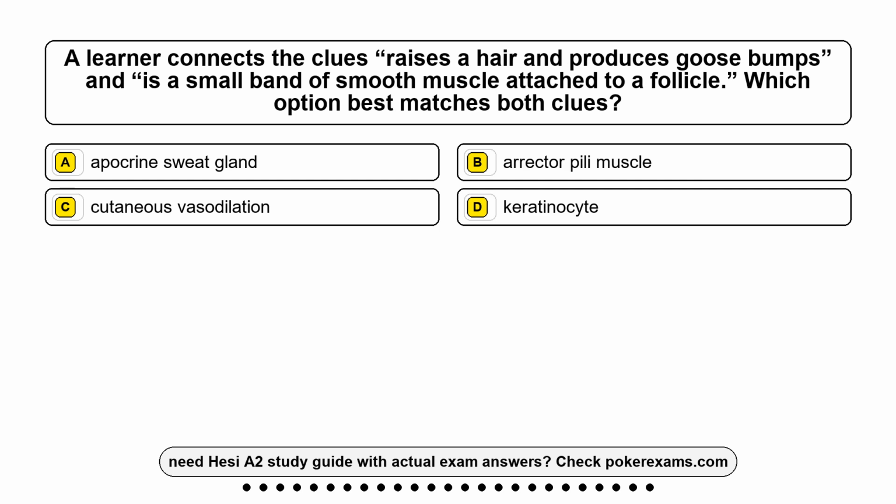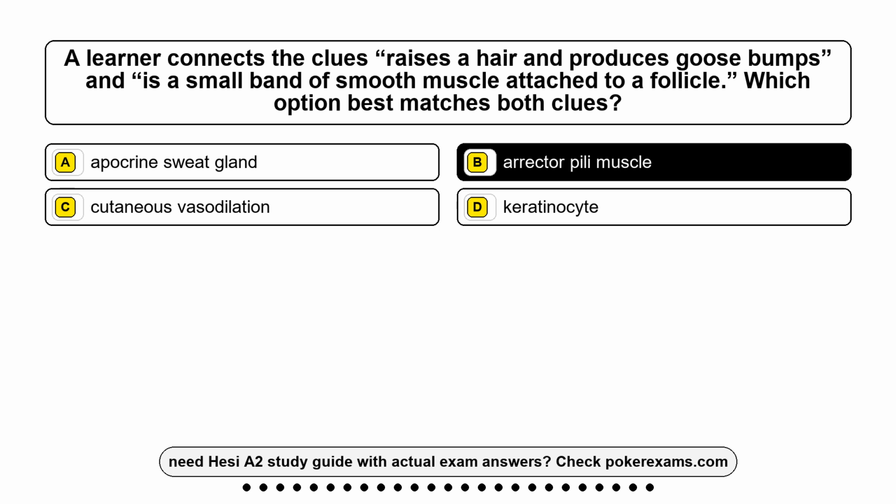Question 13. A learner connects the clues: raises a hair and produces goosebumps, and is a small band of smooth muscle attached to a follicle. Which option best matches both clues? Option A, apocrine sweat gland. Option B, erector pili muscle. Option C, cutaneous vasodilation. Option D, keratinocyte. The correct answer is option B, erector pili muscle.